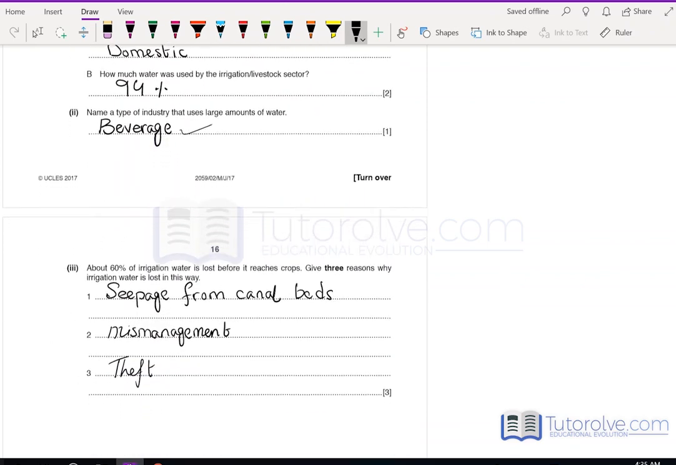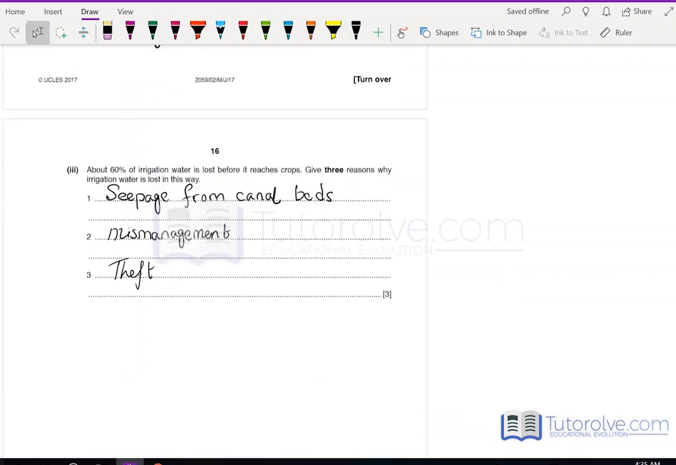About 60% of irrigation water is lost before it reaches crops. Give three reasons why irrigation water is lost in this way. There can be seepage in the canal beds, which makes the water go downwards into the ground rather than flow properly towards the irrigation system. There can be mismanagement as to where the water is being directed, and also theft of water that is being directed towards irrigation fields.